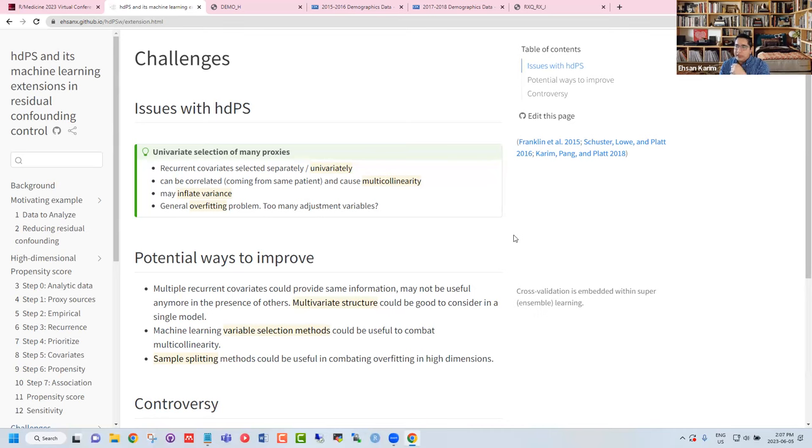Also, there are some machine learning methods such as Lasso, ElasticNet, and so on that are very helpful in dealing with some of this multicollinearity-related problem, especially in situations where multiple variables are giving you basically the same information or are highly correlated. In that type of problem, maybe we need to think about multivariate structure and this Lasso type of model, and that will probably give us better ways of dealing with these proxies rather than the univariate proxies that were proposed in the high-dimensional propensity score algorithm.